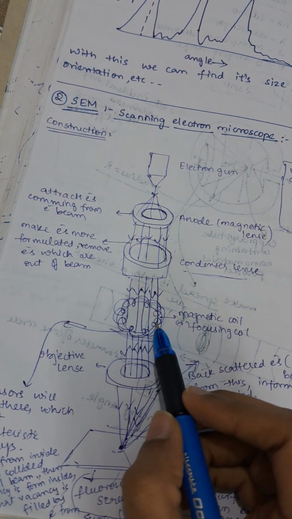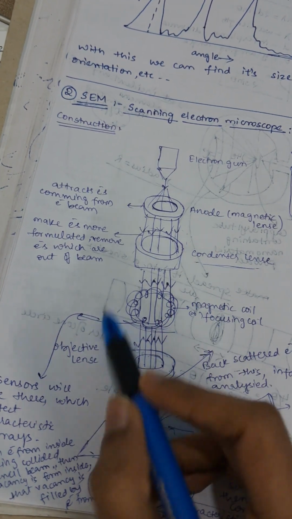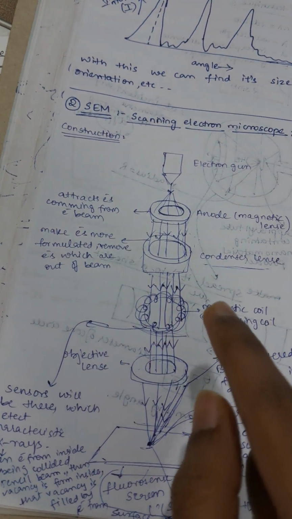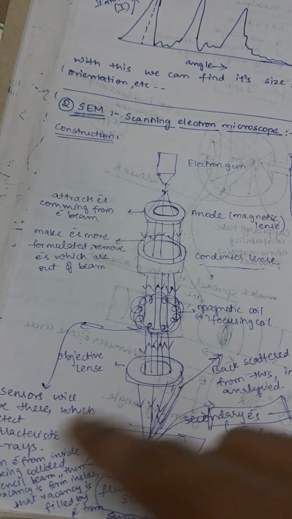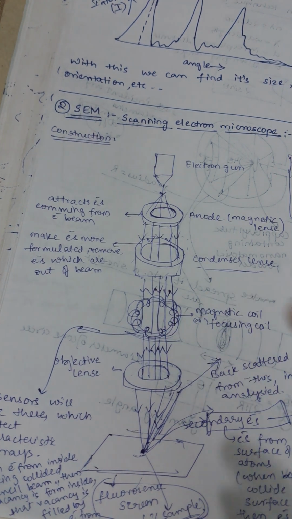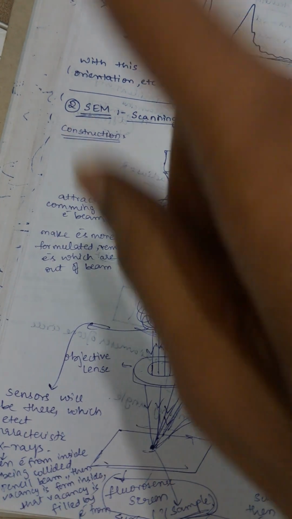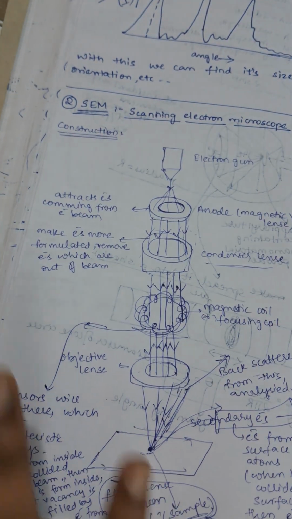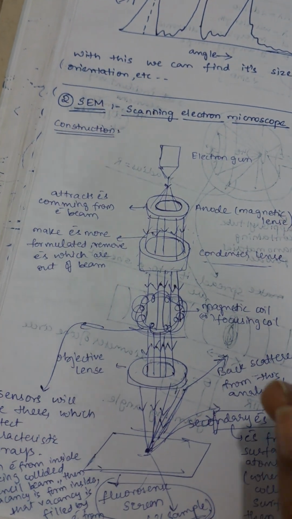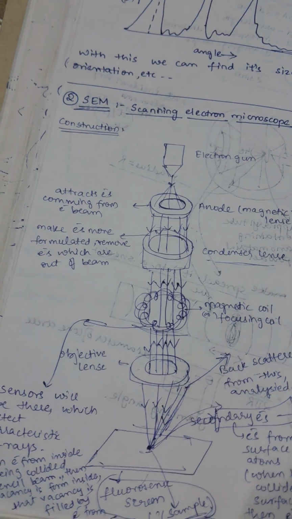Next, we need a scanning coil, also called a magnetic coil or focusing coil. This scanning coil makes the beam move across the sample. It helps the beam of electrons move left, right, up and down across the sample so that it scans. That's why it is known as the scanning coil.